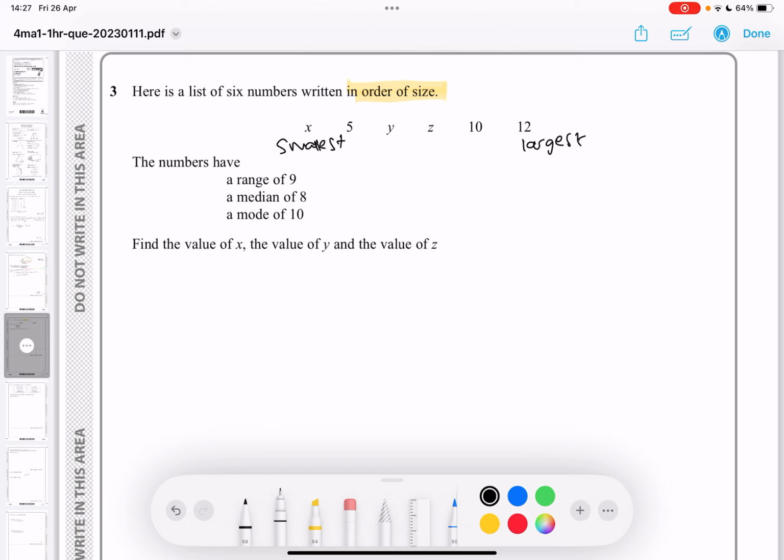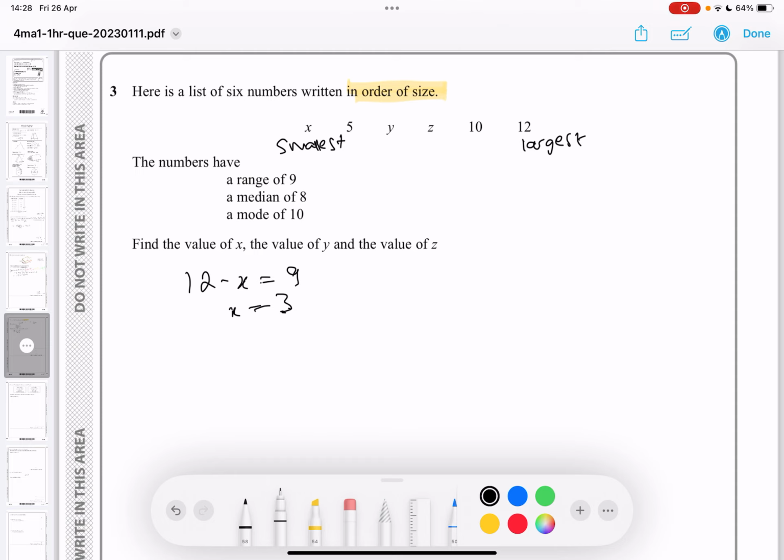Okay, so they've given us the range, median, and mode, so we're going to write a few equations. The range is the largest number minus the smallest number. So 12 minus x equals 9, and we can solve for x now. x equals 3.